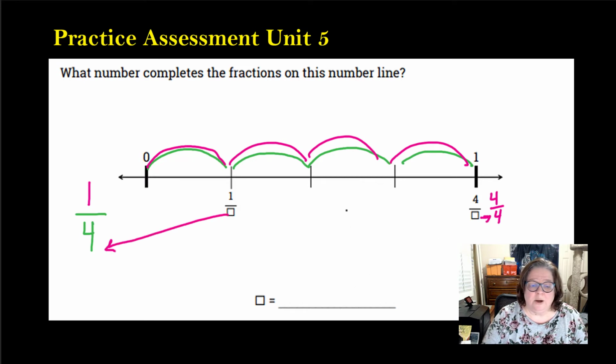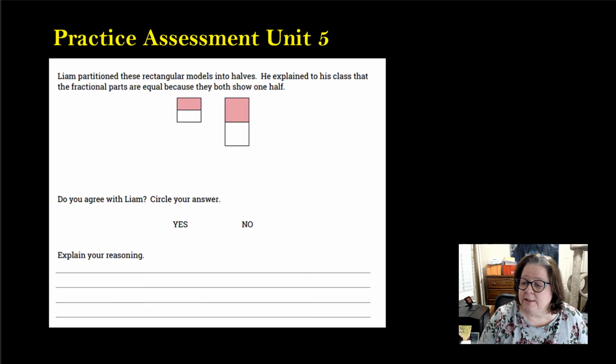So our boxes signify the denominator, which doesn't change. The denominator doesn't change whether we're here, here, here, or here. The denominator is 4. And I think we have time for one last problem, and this is going to be our last review problem. Let's see if we can figure it out.